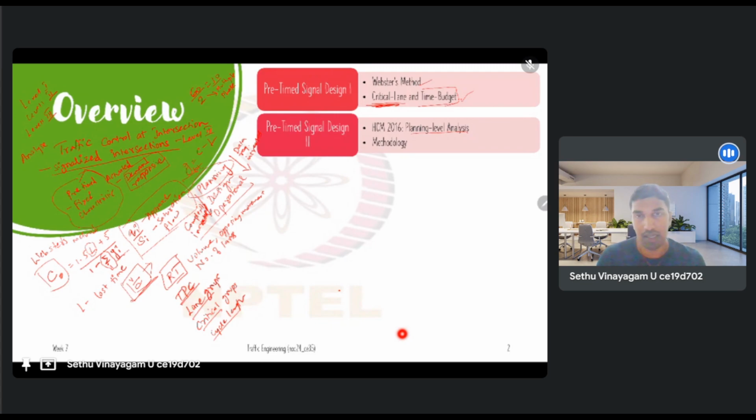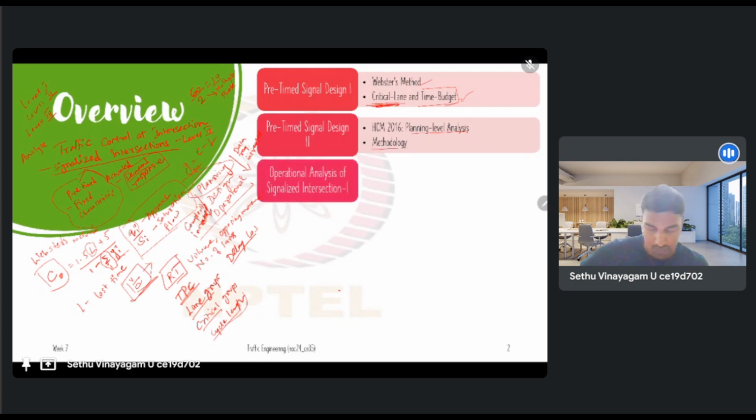Then we look at the performance of this. This is the solution for this intersection: a phase plan and a cycle length. Then we have to analyze the solution, right? We look at different performance measures. We determine the delay, and then calculate the level of service for this particular solution. That's the planning level analysis, and we looked at this methodology in detail in the second lecture.